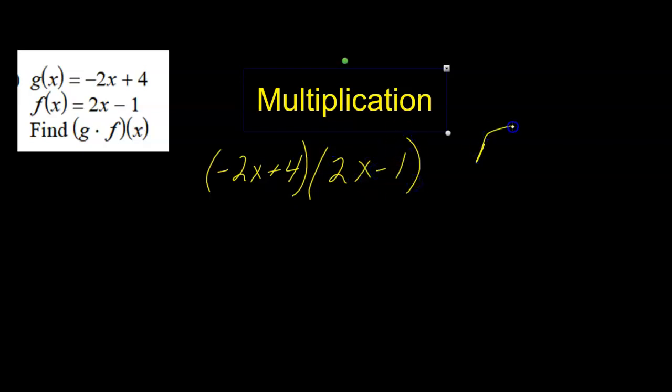So this actually becomes a FOIL when you do these. If you don't use your parentheses, you might not see that, so you have to make sure you use your parentheses. It's a quantity times a quantity. And then we just go ahead and FOIL.